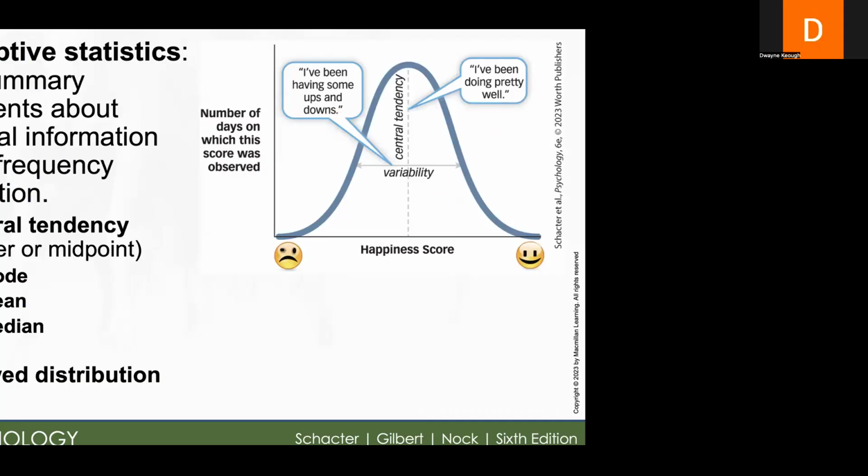Descriptive statistics really describe the center of a normal distribution, or the center of a curve. And these are usually indicated as the mean, which is your average. It can also be represented by a median, which is the middle number in a rank-ordered distribution, or the mode, which is the most frequently occurring number in the data set.